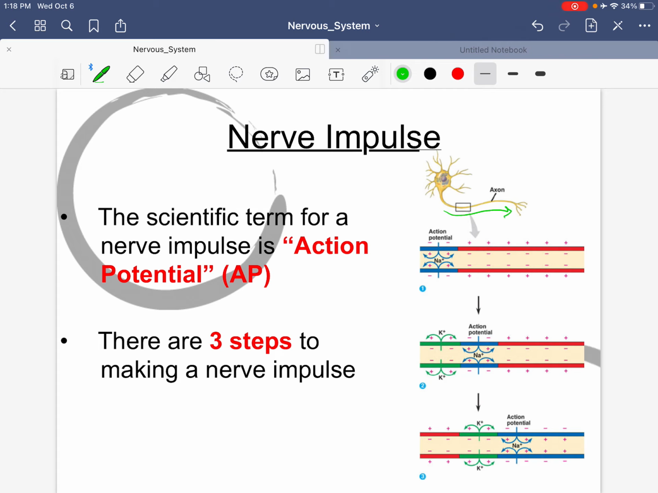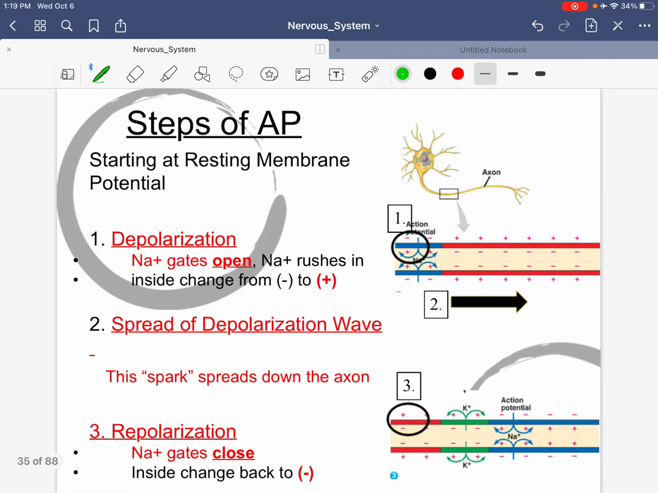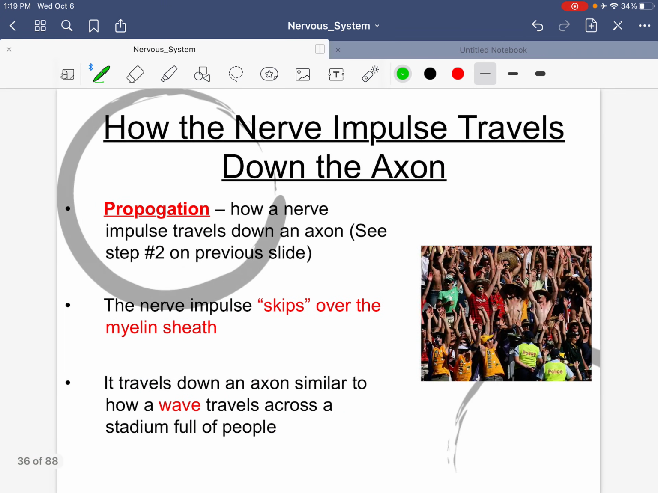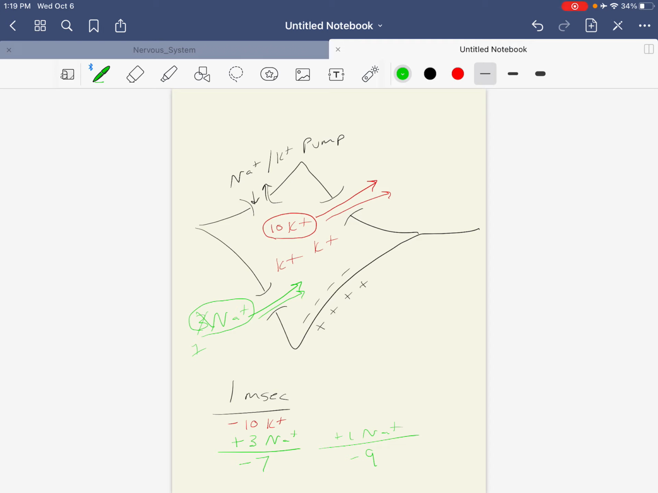Okay, first of all, a nerve impulse is an electrical current that travels down the axon. The scientific word for a nerve impulse is an action potential. So you might see me use action potential or shorthand it with AP. But an action potential really is just a nerve impulse, an electrical current that travels down the axon. We're going to cover 3 steps to tell us how the cells make this electrical impulse, how they make the nerve impulse or action potential.